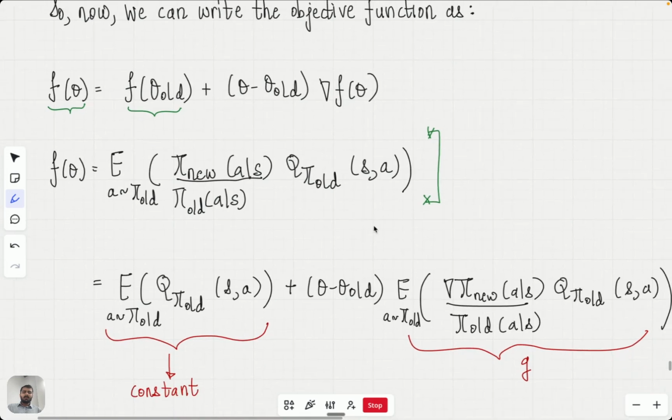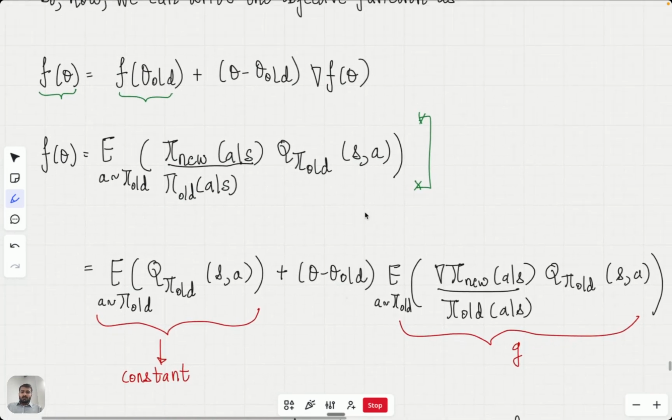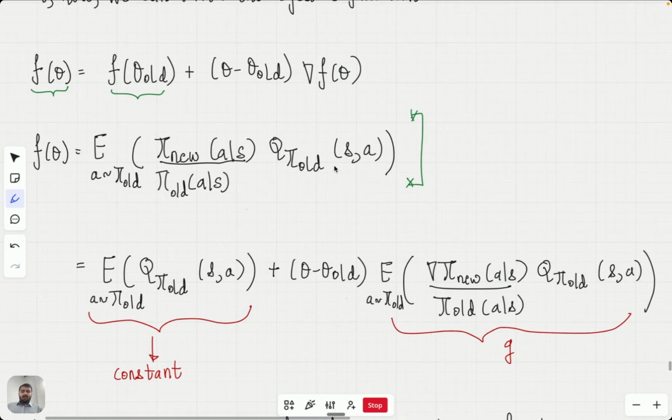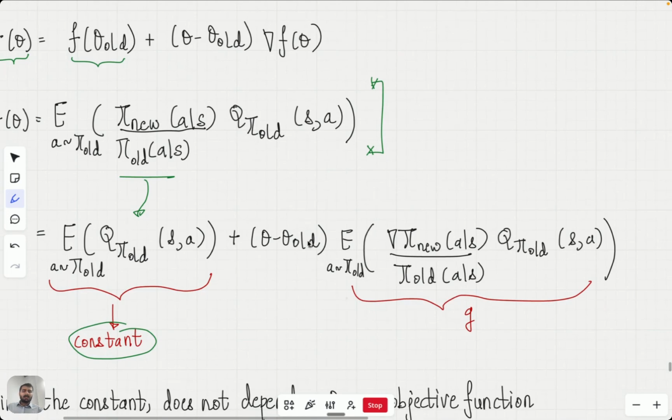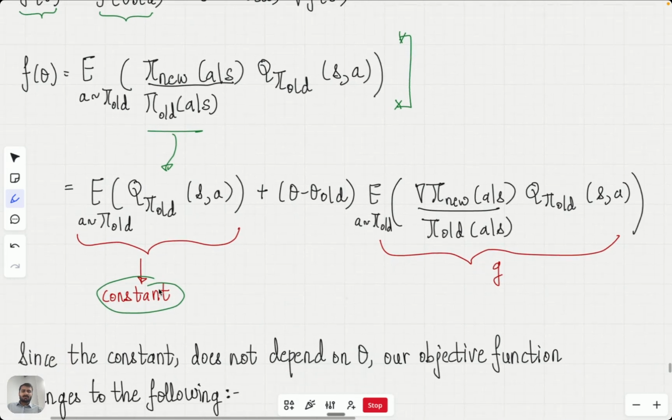Now f of theta old is 1 anyway, so this is a constant, because the first term becomes 1 for f of theta old. If you substitute theta equal to theta old, pi new will become pi old, and this expression will become 1. So you will get this as the first term. And as the second term, you will get theta minus theta old times g, which we have already looked at before. So this is a constant, it does not depend on theta.